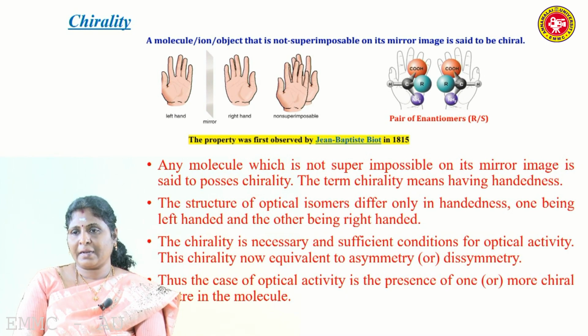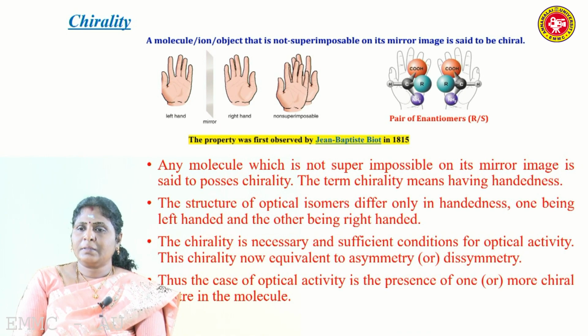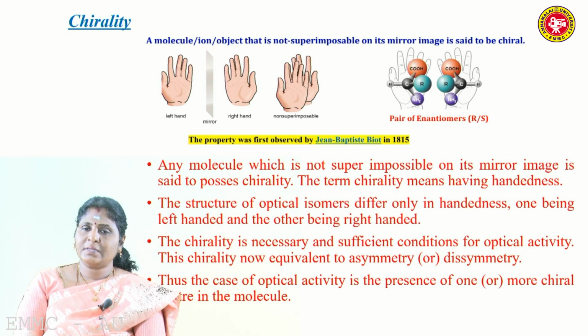In one of the hands, the thumb is directed towards the right-hand side. In the other hand, the thumb is pointing towards the left-hand direction. That is the reason why the 2 are non-superimposable to each other. All this is said to be handedness. The structures of optical isomers differ only in handedness, one being left-handed like us and the other being right-handed. Chirality is the necessary and sufficient condition for optical activity. This chirality is now equivalent to asymmetry or dissymmetry. Thus, the cause of optical activity is the presence of one or more chiral centers in a molecule.